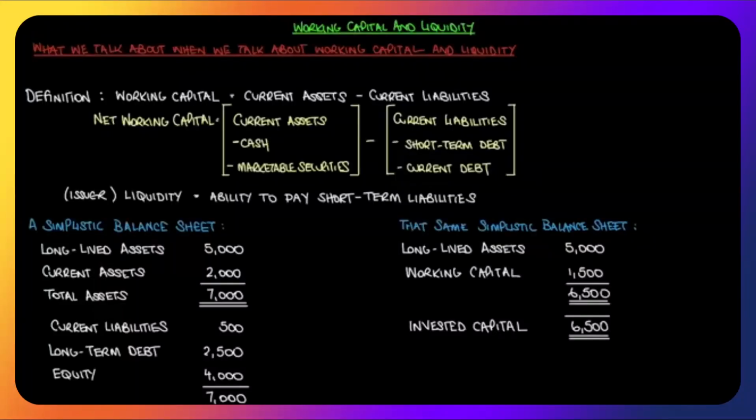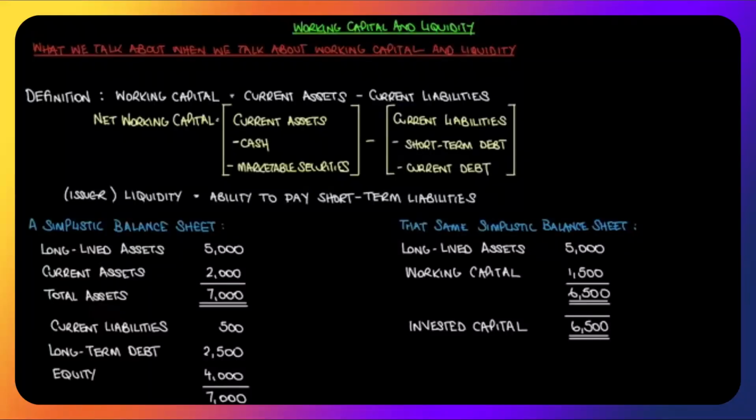Let's take current liabilities and get rid of any debt. So we're just left with those liabilities that are again related to the cycle. That's our definition, or our definitions, of working capital and net working capital.